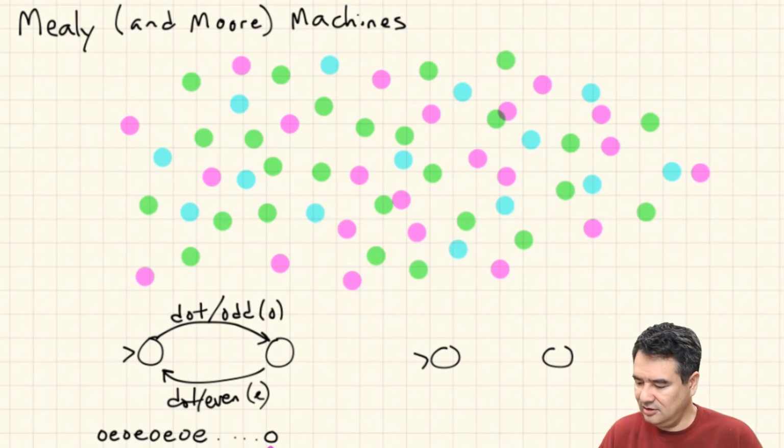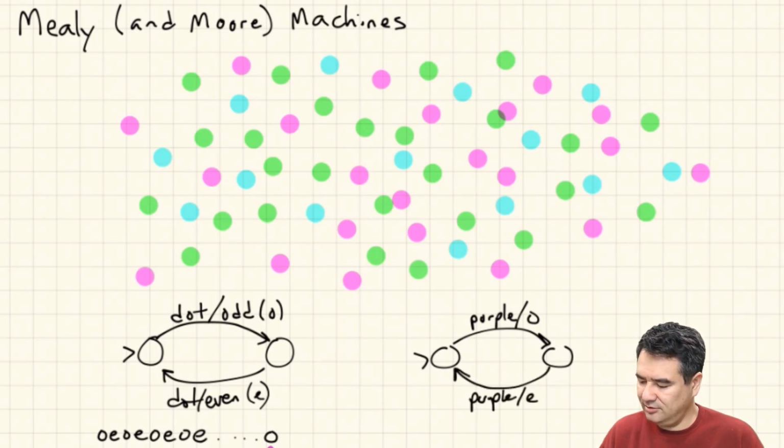that are accepting here. But now, if we see a purple, we'll output an O. If we see another purple, we'll output an E. And then if we see anything else, we should output something.